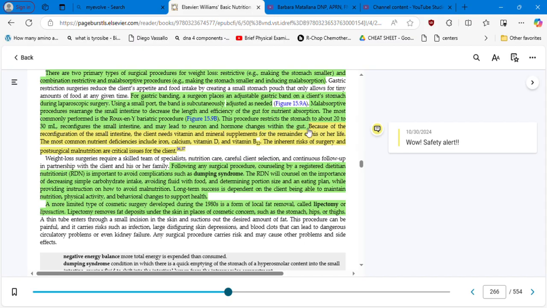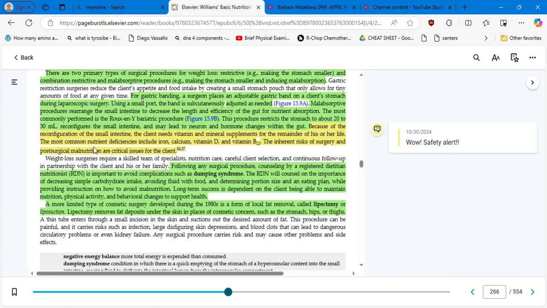Neuron. Wow, the gut is full of neurons. It is the second brain of the body. So they are going to change the configuration of the neurons and, of course, the hormones. I don't like that. Because of the reconfiguration of the small intestine, the client needs vitamin and mineral supplements for the remainder of his or her life, of course.